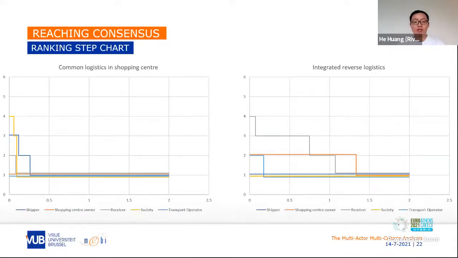We put the weight modification of all stakeholder groups for one alternative into a chart, and the ranking step chart is generated. The ranking step chart shows the weight modification detail for each stakeholder until the alternative ranks top. Here, the ranking step charts of the alternatives common logistics in shopping center and integrated reverse logistics are shown. From the previous chart, we know these two alternatives both cover part of the Pareto optimal solutions. We can see all the stakeholders can rank common logistics in shopping center with smaller weight modification.